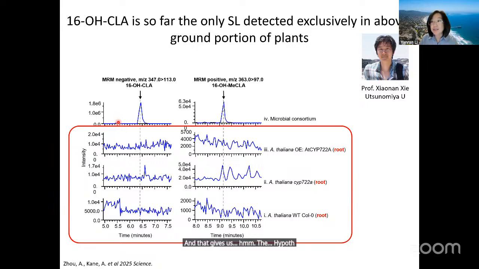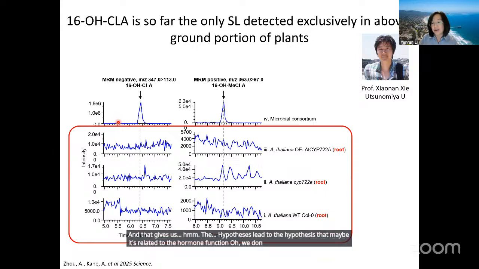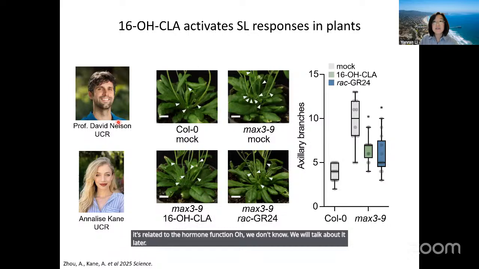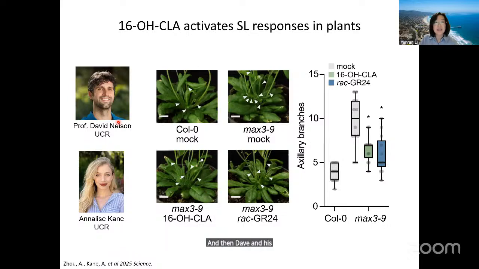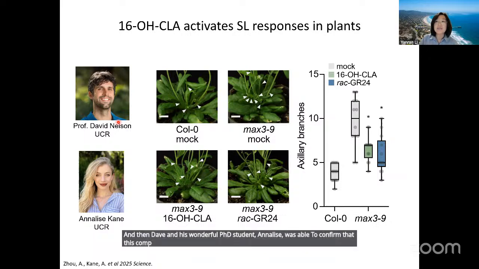That led to the hypothesis that maybe it's related to hormone function. We don't know. We will talk about it later. And then Dave and his wonderful PhD student, Annalise, were able to confirm that this compound is a bioactive strigolactone.